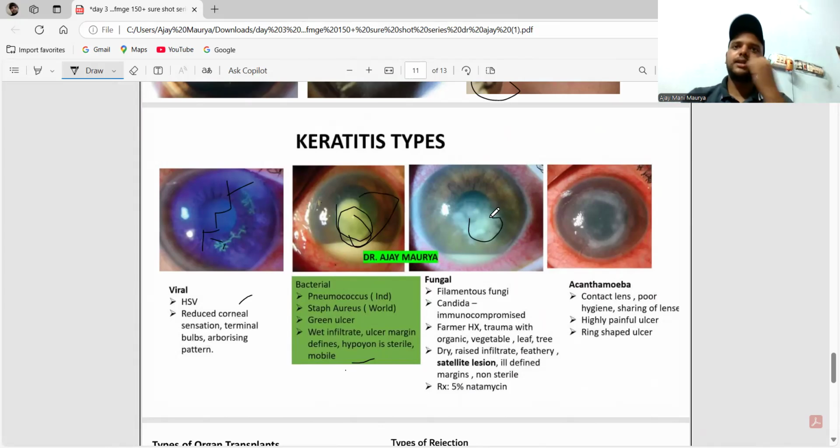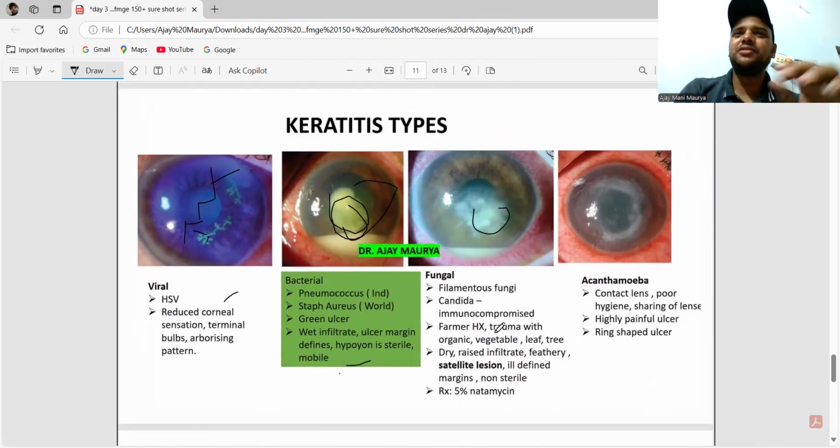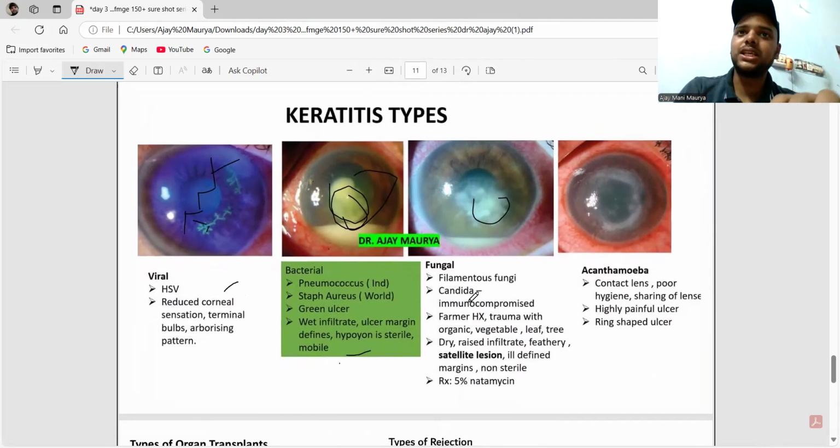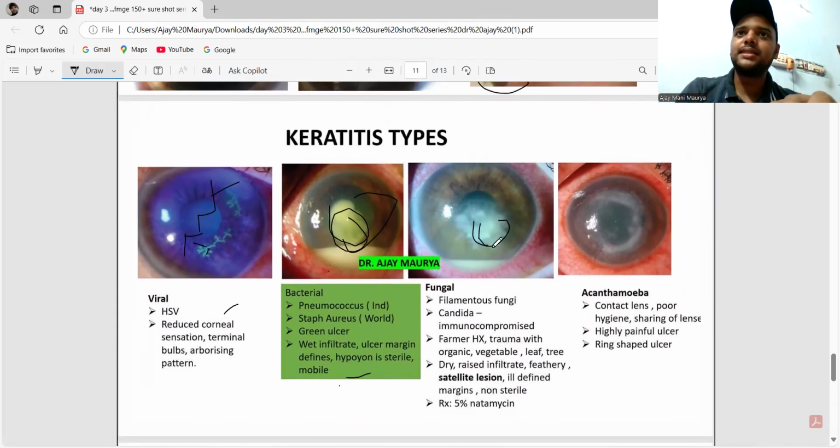The most common is Candida. See here, they will give the history of a farmer. The farmer got trauma by a thorn, like a thorn of the leaves, something. But in this one, there is a satellite lesion here. There is an ill-defined, no defined margin, and this is non-sterile.